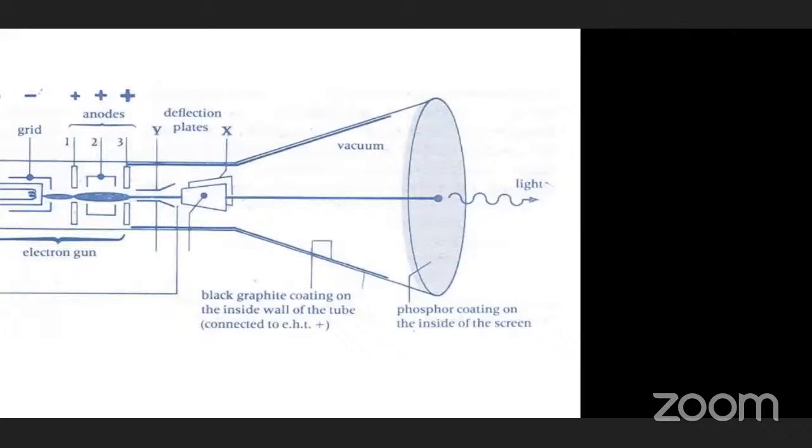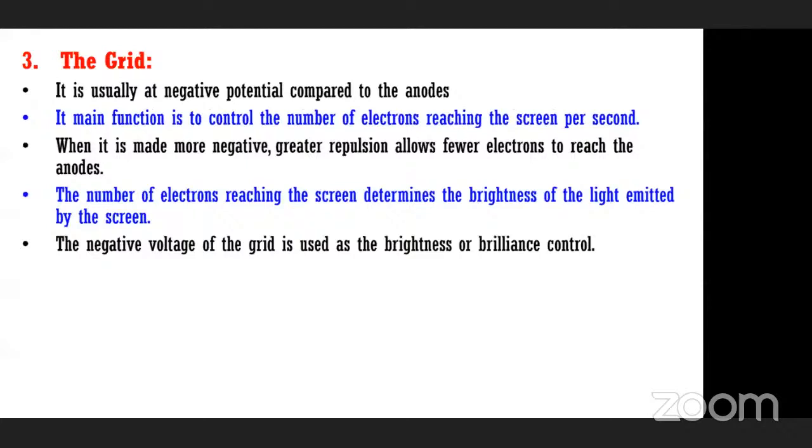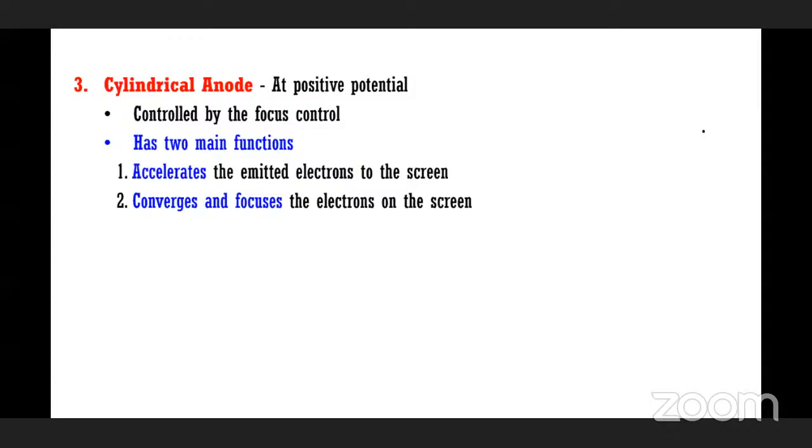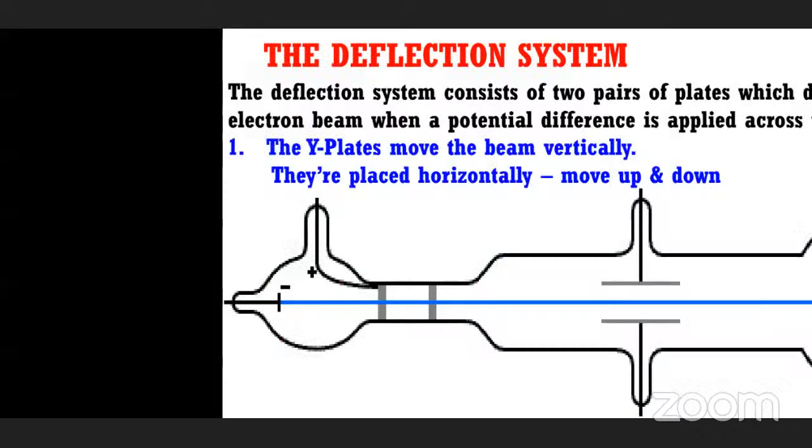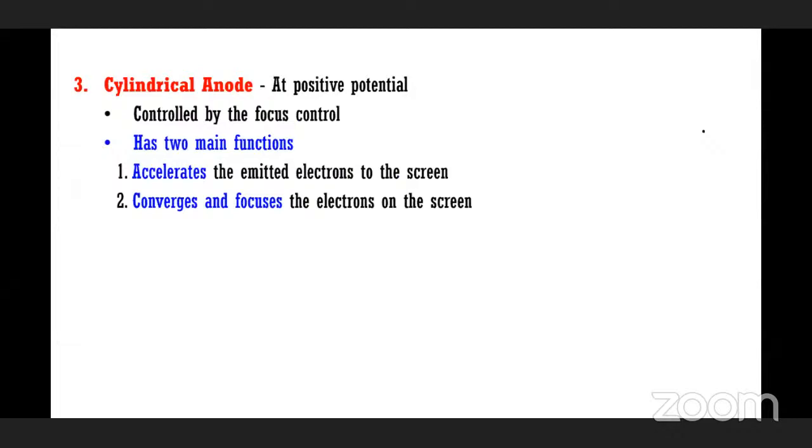Another part is the cylindrical anode, which has two main functions. It accelerates the emitted electrons to the screen, and converges and focuses the electrons on the screen. And you can see the shape of the anode, how it looks like, and so on.